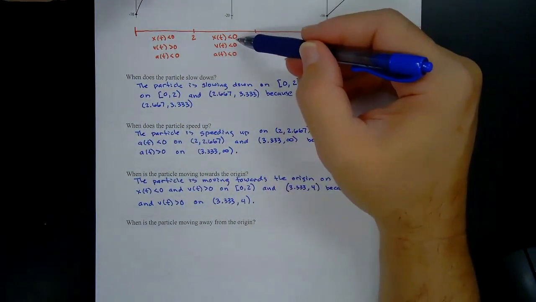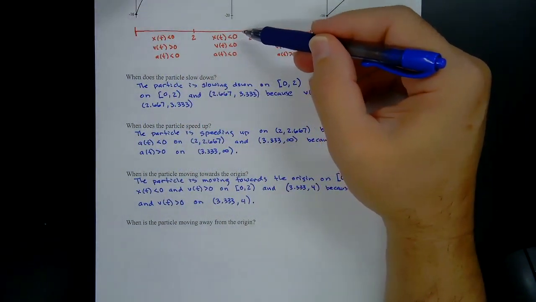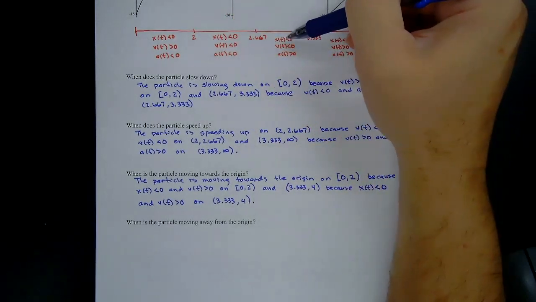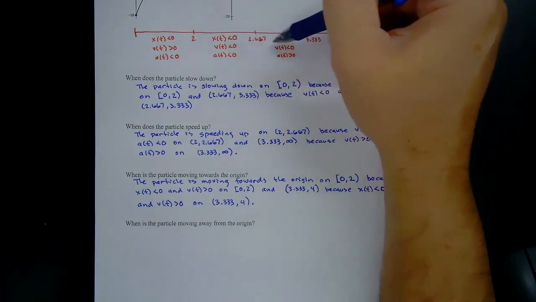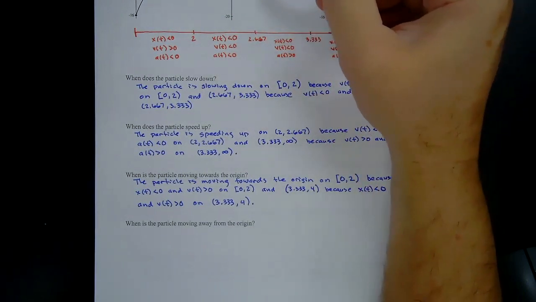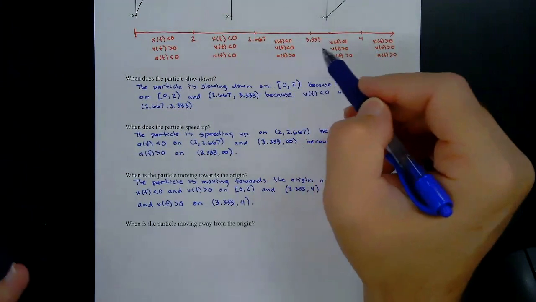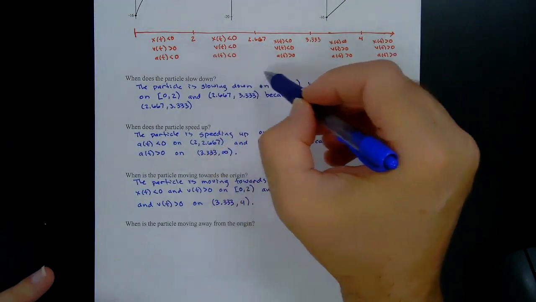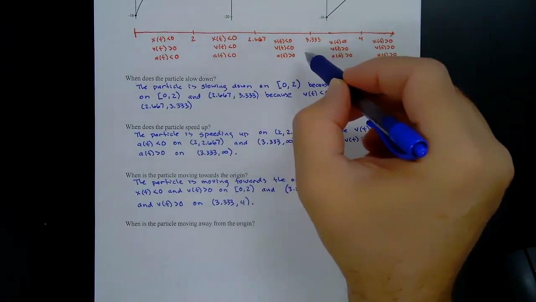If you look at this, we're saying the position is negative from 2 to 2.667, and all the way to 3.333, right here. The position is negative the entire time, right? And how about velocity? Is the velocity negative the entire time from 2 to 3.333? Yeah, it is. So we're going to include this whole big interval. It's really not two of them, it's really just one of them.